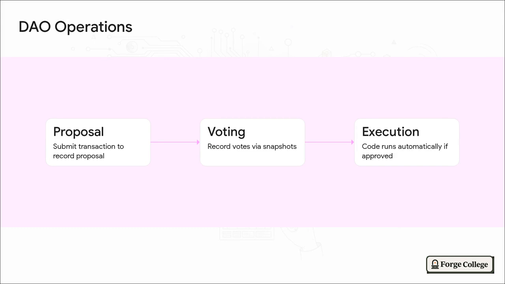DAOs are fascinating because they take all that messy, slow human bureaucracy and map it into a precise on-chain voting process. And they do it without needing a central boss. It's usually a clean 3-step process. Step 1, someone submits a proposal directly to the contract. Step 2, a voting period opens up and securely records the votes using snapshots. And Step 3, if it gets approved, the contract automatically executes the code.